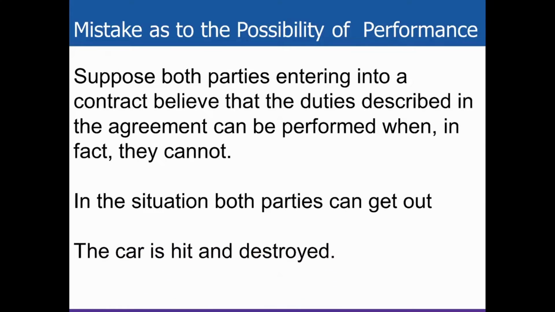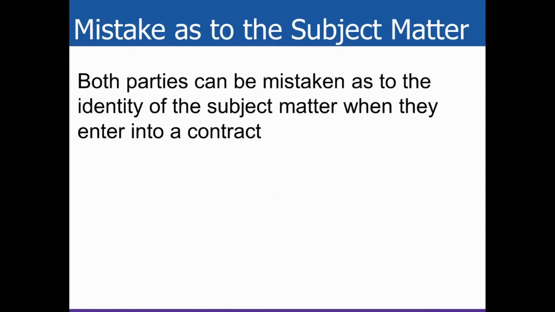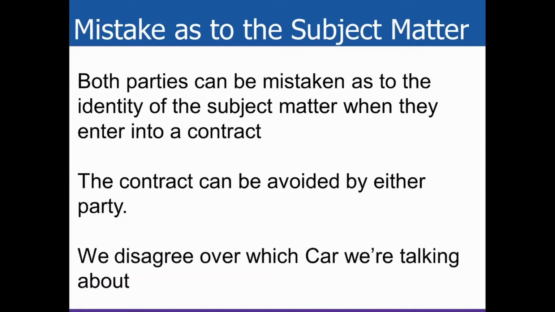A car, right? So we make a contract. I'm at school and I'm selling my car to Mr. Corrigan. We're signing the contract and the car is back in Bayside. Turns out it was hit and destroyed. So we cannot fulfill the agreement even though we thought we could. Both parties can be mistaken as to the identity of the subject matter when they enter into a contract. The contract can be avoided by either party. We disagree over which car we're talking about. I'm selling a Honda Civic. He thought I was selling him my minivan.